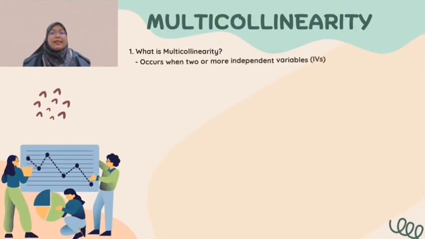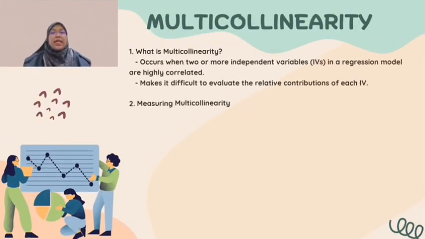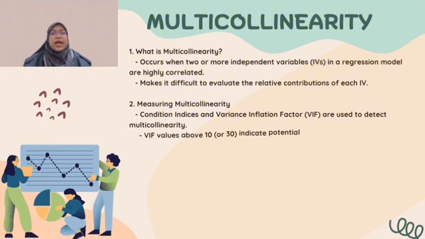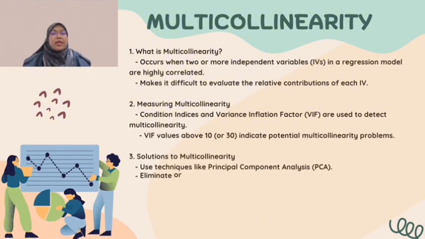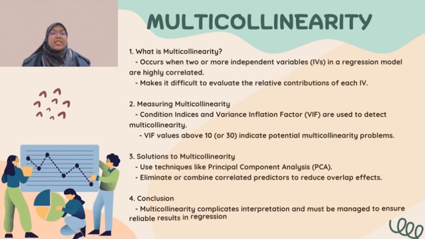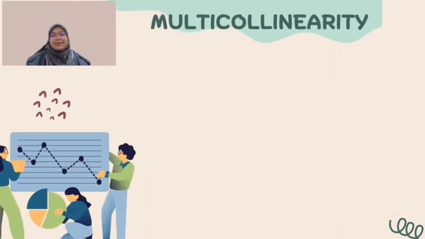Now, continuing: multicollinearity occurs when independent variables in a regression model are highly correlated, making it difficult to assess their individual impact. It is measured using tools like the variance inflation factor, where values over 10 or 30 indicate problems. To address multicollinearity, techniques like principal component analysis or combining correlated predictors can help. Resolving these issues ensures reliable regression results and accurate interpretation, essential for effective data analysis.